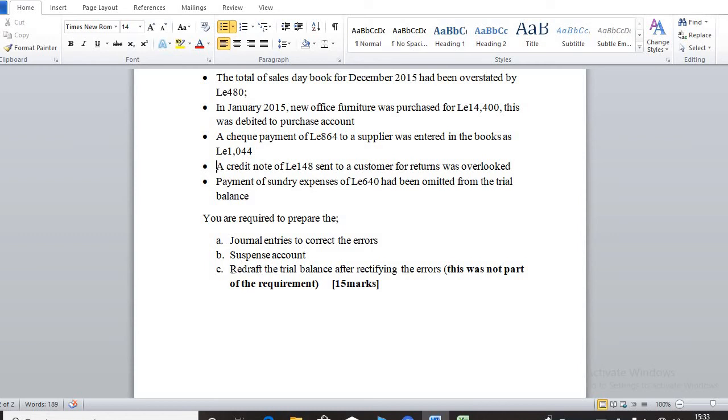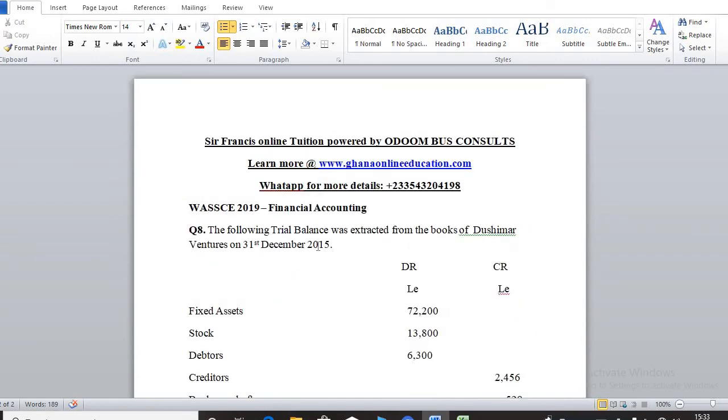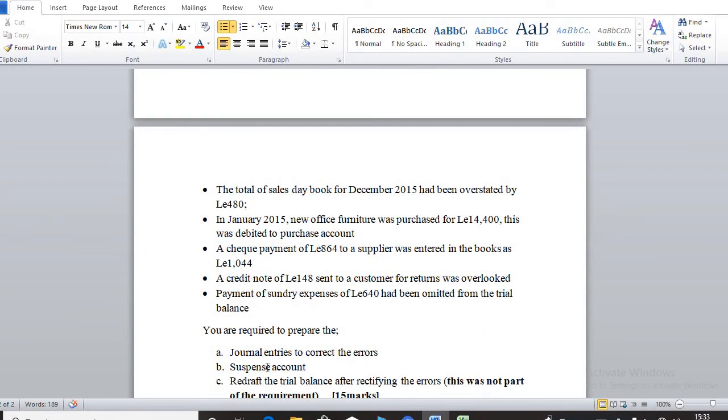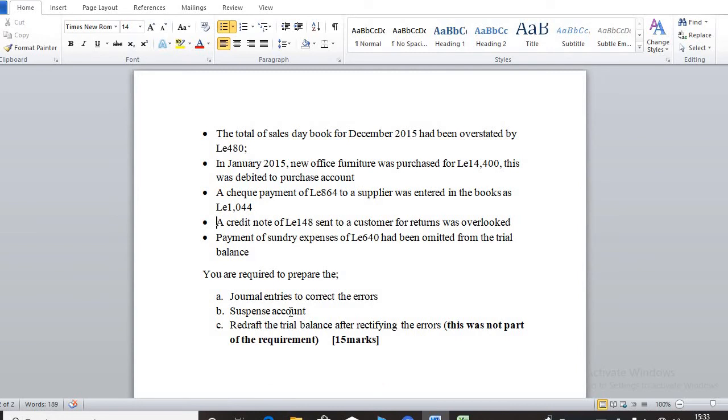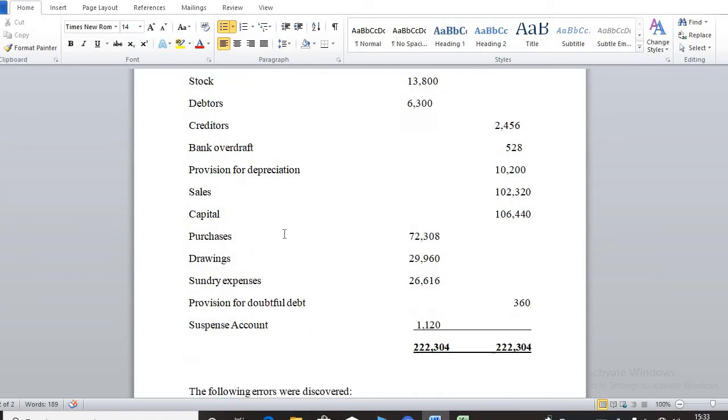Requirement B says we should prepare a suspense account. This is where I will end the presentation on requirement A. In the upcoming presentations, we'll be looking at requirement B. Then if time permits, we consider requirement C, which I said in the introductory part is not part of the original question. I decided to add it because you can meet something like this. It's not always that you're going to get only two requirements. You can get requirements A, B, C with a question like this.